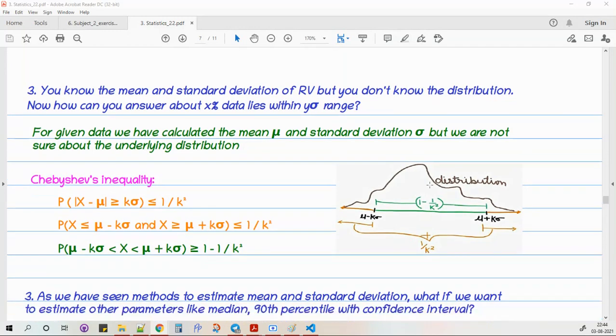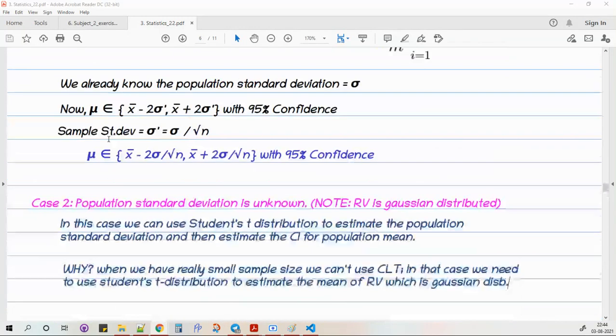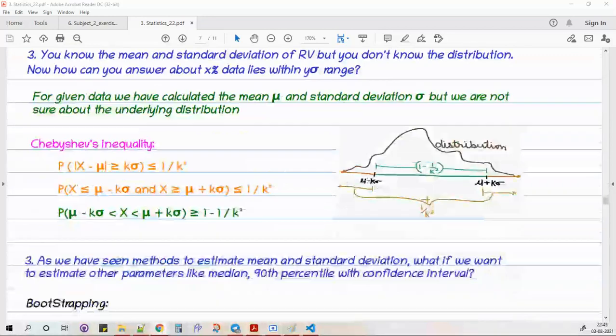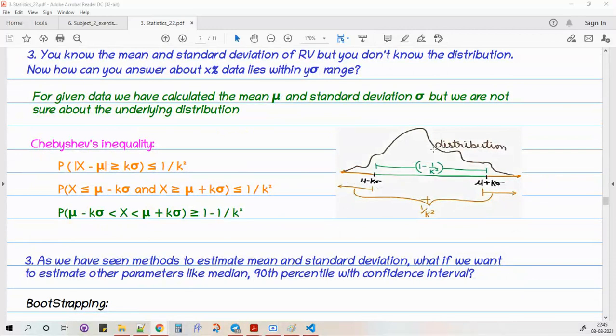Having said that, let's jump on to the next thing. Now you still want to give this kind of confidence interval, but the data is not normally distributed. The distribution is looking something like this, a mountain-like thing, right?